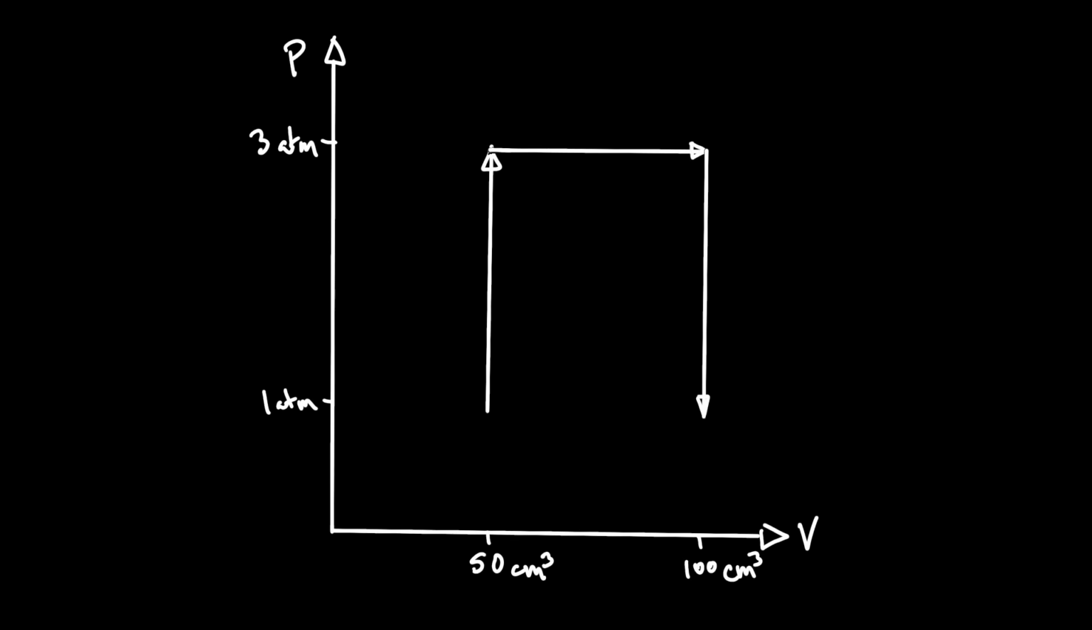In steps 5 to 6, we remove the pin, and the gas goes back to its original volume of 50 centimeters cubed while keeping the pressure of 1 atmosphere. And steps 6 to 7 is just the return to step 1, completing our cycle.